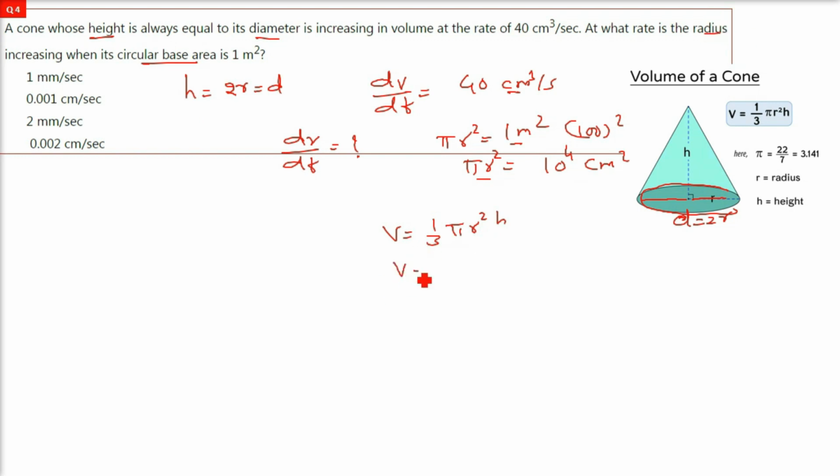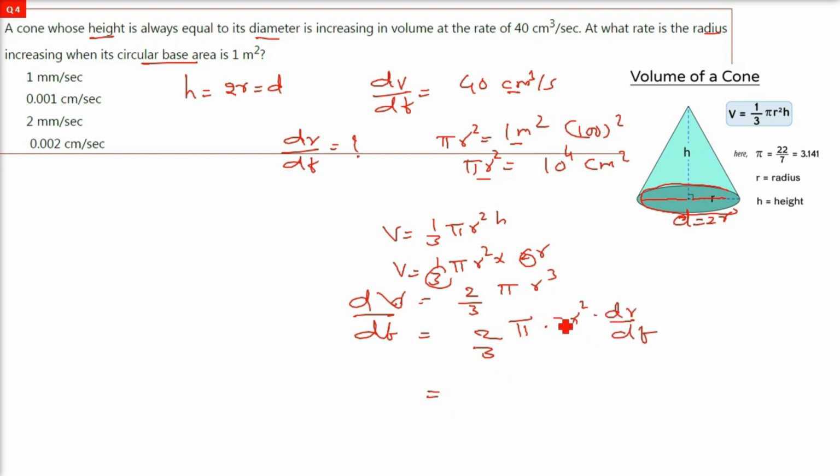So we have to find out the radius rate. So we have to eliminate h. H is already given as 2r. So we have 2 by 3 pi r cube as V. Now let us find dV by dt. dV by dt will be 2 by 3 pi times 3r square dr by dt. And then you can cancel this 3. We have 2 pi r square dr by dt.